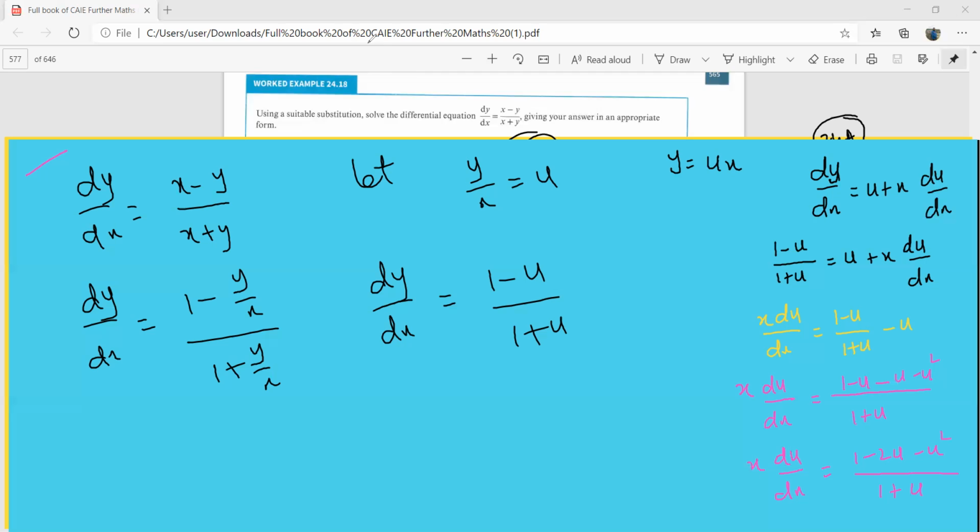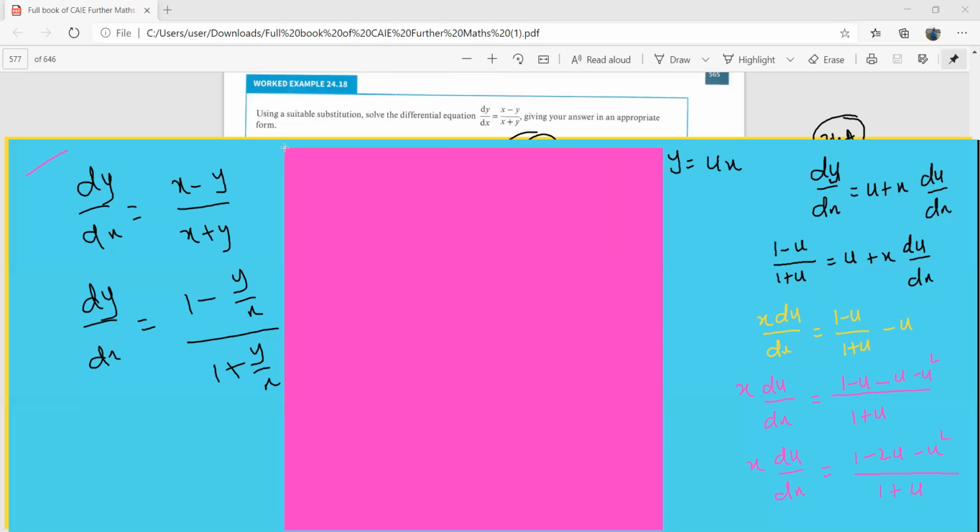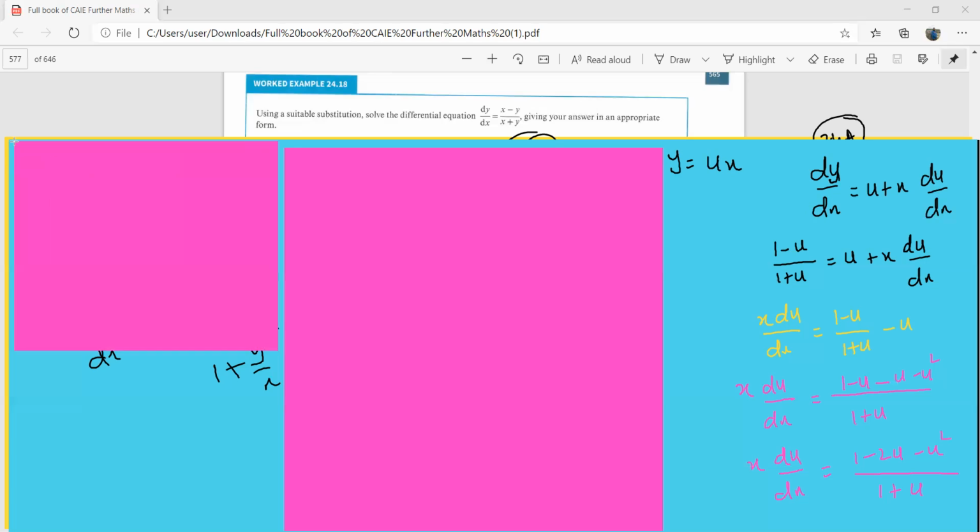Okay, let me erase this from here. Do I need this? No, I think we don't need this. Just one minute. So now we have reached up to this. Now be very careful, this is a very bumpy, very hilly area over here.